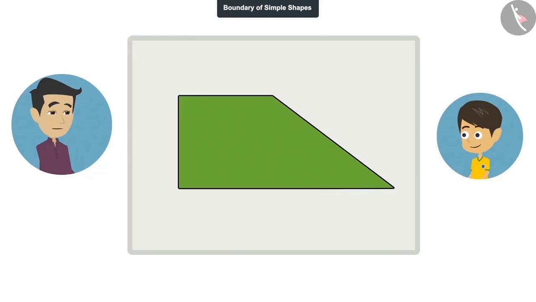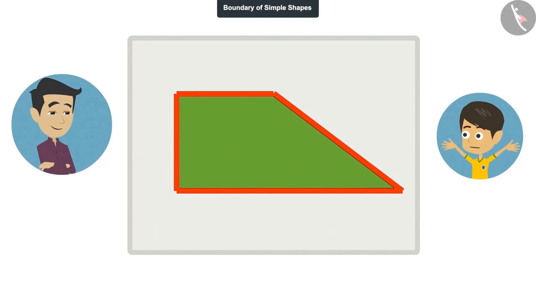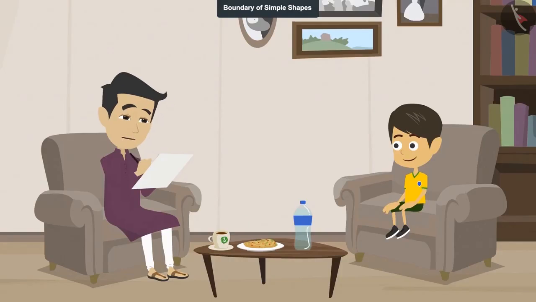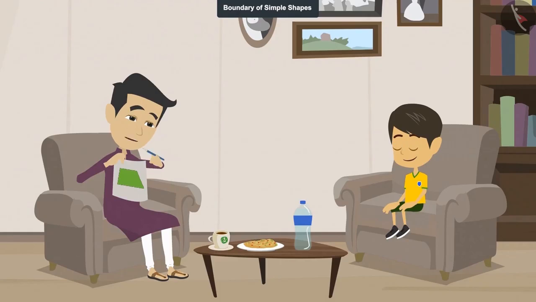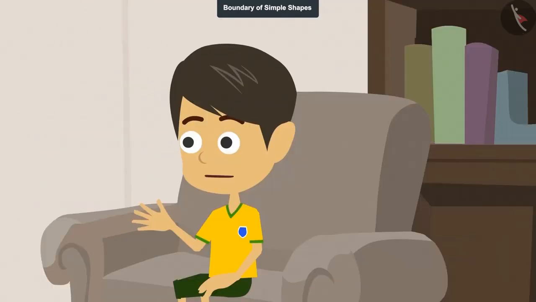Yes, and I am finding out the length of the boundary of this field. It is easy. You can add the length of the line on all sides of the boundary and you will get the boundary's length. I will tell you the length of all these lines. Find out the length of the boundary and tell me. Okay, tell me the length of all the lines.